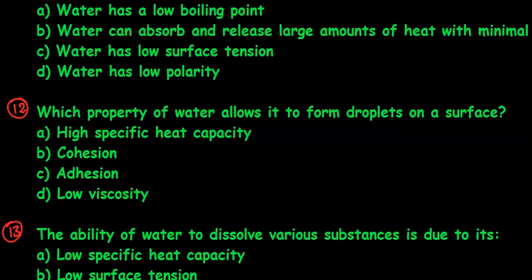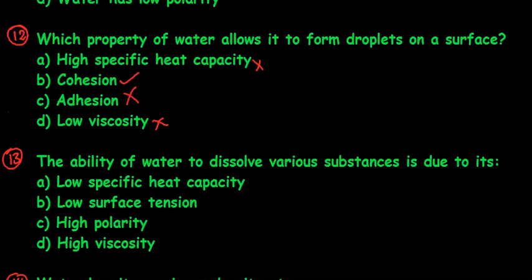Droplets on a surface. This is simply going to be cohesion. Number 13, the ability of water to dissolve various substances is due to its, I'm sure all of you should be familiar with the answer by now. That's number 13. The answer is polarity, which is C. It has a high polarity.